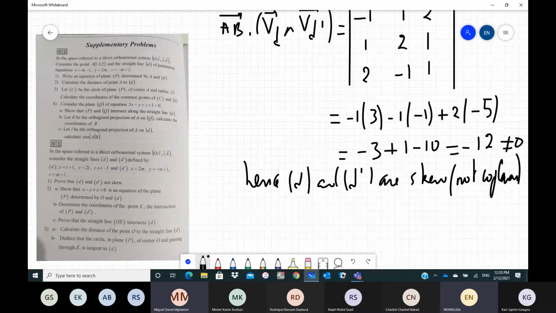Not coplanar. The second method, as you always tell me, is that we can also prove that the two lines are neither intersecting nor parallel.